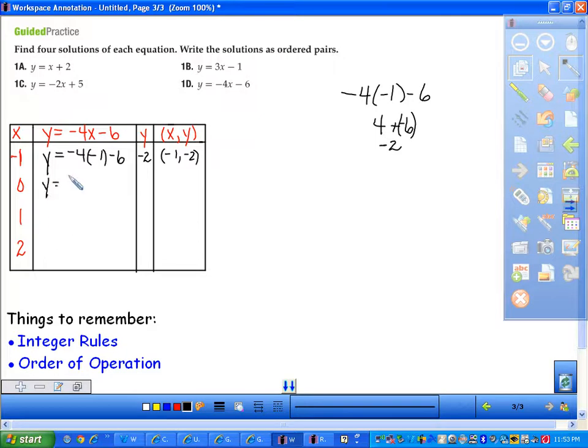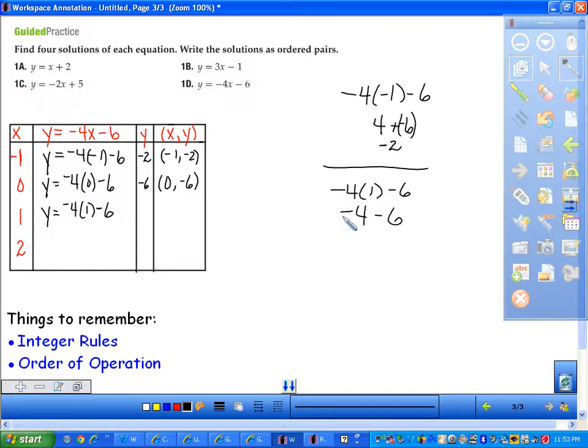Again, same thing. Now I'm replacing x with 0. So negative 4 times 0 is 0. I'm left with negative 6. So my ordered pair is 0, negative 6. Plug in for 1. Scratch work over here. Negative 4 times 1 minus 6. I get negative 4 minus 6. Keep, change, change. I have a negative 10.